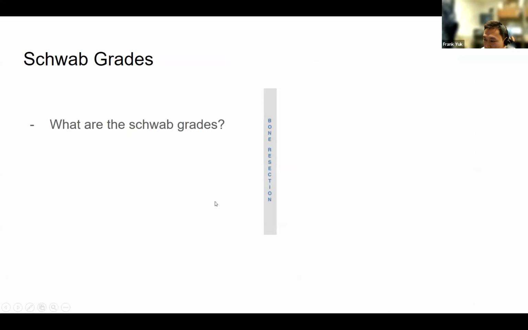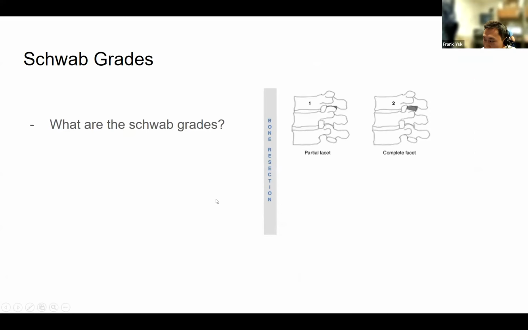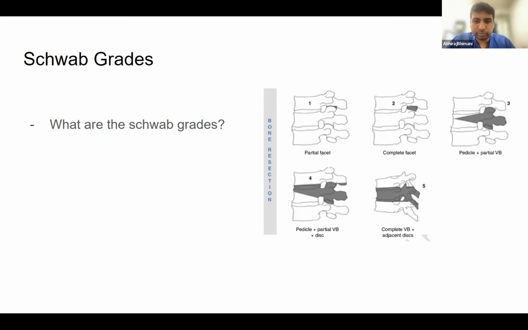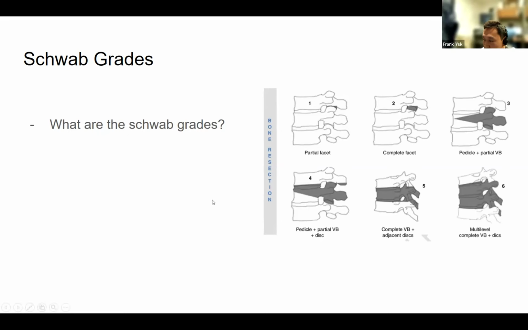So the Schwab grades we talked about many times, but a grade 1 is a partial facetectomy, a grade 2 is a complete facetectomy, or Ponte osteotomy. Grade 3 is a PSO or pedicle subtraction osteotomy. A grade 4 is an extended PSO where you take the disc above. And then grade 5 is a total vertebrectomy and taking the adjacent disc superiorly, inferiorly, and then a Schwab grade 6 is multi-level vertebrectomies. Okay.